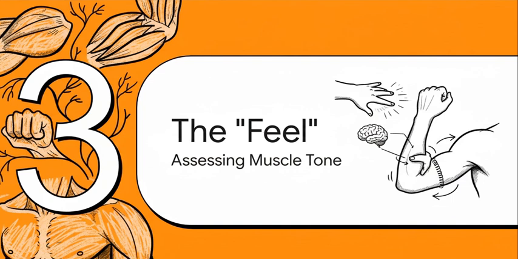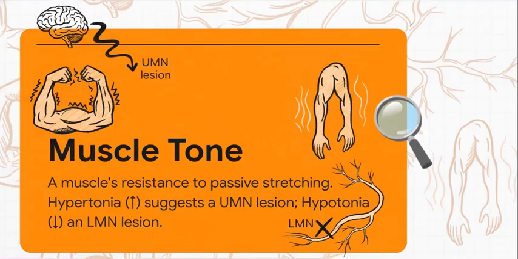Okay, so once we've had a really good look, we move on to feel. Now, this whole part is about one thing. Assessing muscle tone. And listen, this is not the same as strength, okay? We're talking about the muscle's baseline tension, its natural resistance when you try to move it. And it's a massive indicator of what's going on neurologically. And here's what's so cool about checking tone. It gives you a direct clue about where the problem might be.